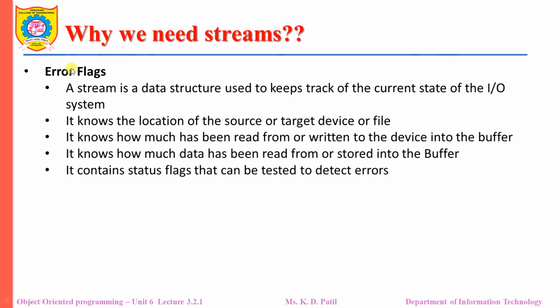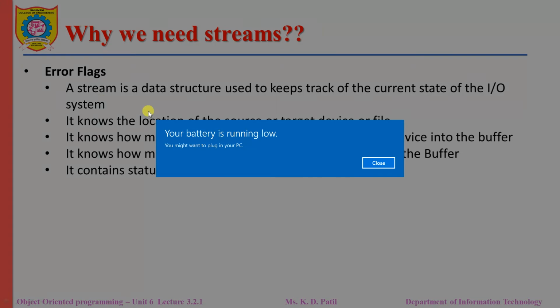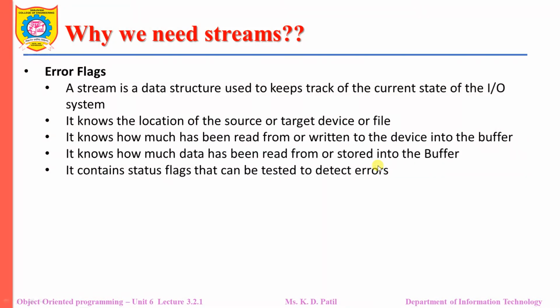This is the most important reason to use the stream. Why do we use the stream? A stream is a data structure used to keep track of the current state of the input-output system. It knows the location of the source or target device or file. It knows how much has been read from or written to the device into the buffer. And this stream contains status flags that can be tested to detect errors, and hence we need the streams.